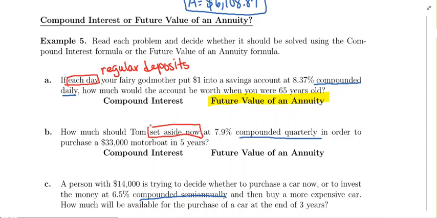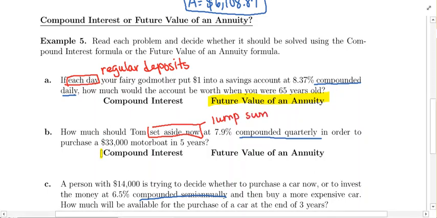So this whole idea of setting aside the money now, that's a lump sum. So he's saving the money through one lump sum. So this is a compound interest problem. All right, part C.